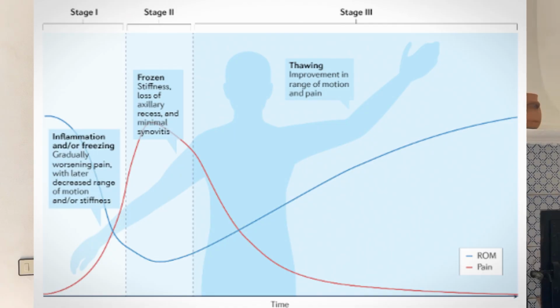Adhesive capsulitis, or frozen shoulder, can last anywhere from 12 months to 36 months and follows a very distinct pattern of gradual stiffness but low pain, and then maximum stiffness, very high pain, and then it gradually thaws down in stiffness and the pain comes down slowly after it. People experience it through different speeds at different paces.